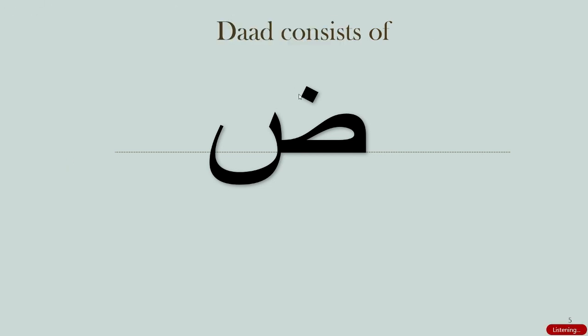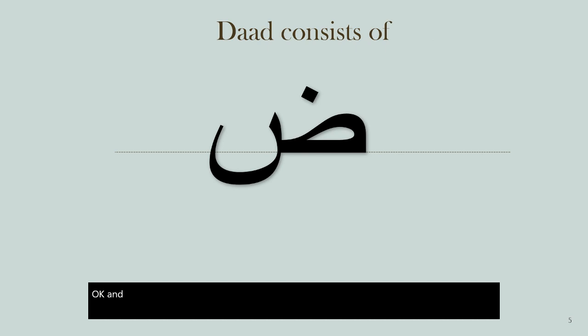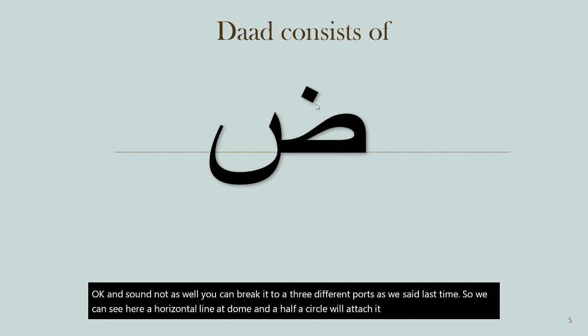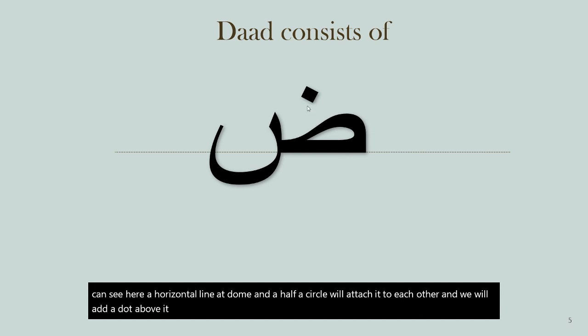Okay, as with Sad, Daad as well, you can break it into three different parts, as we said last time. So we can see here a horizontal line, a dome, and a half circle, all attached to each other, and we will add a dot above it. And in standard writing, as we said before, the dot is a diamond shape.